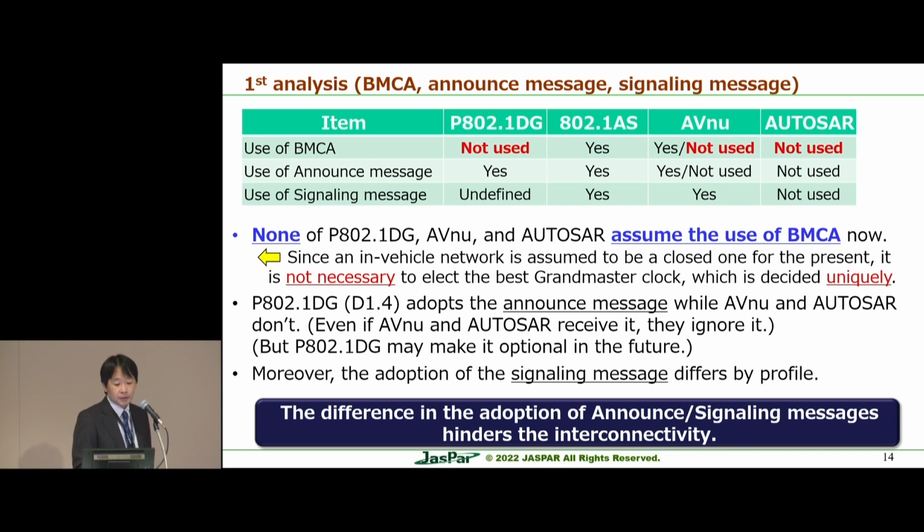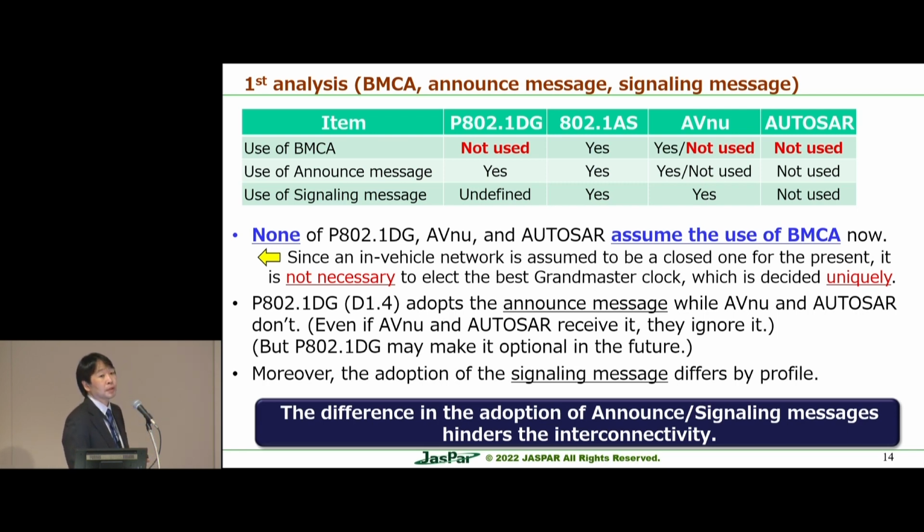And the next item is about the announce message. .1DG adopts the announce message while Avnu and Automotive don't. Even if Avnu and Automotive receive it, they ignore it. But .1DG may make it optional in the future. Moreover, the adoption of the signaling message differs by profile. The difference in the adoption of the announce message and signaling message hinders the interconnectivity.